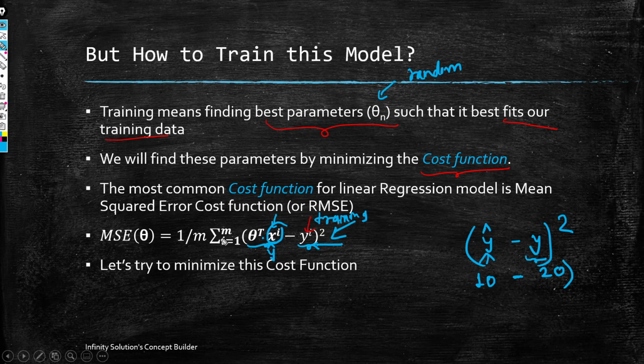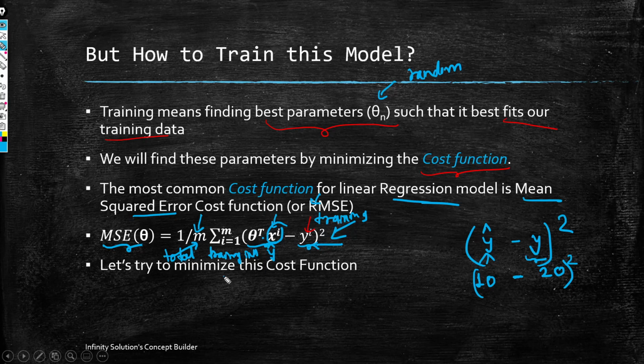As I said, don't confuse yourself with m and n. m is the total number of training instances. So we'll take the square difference, the squared error, across all the training data points, and we'll also take the average, and that's why it is called mean square error. The most common cost function for linear regression is mean square error, or you can also take root mean square error. That doesn't matter, because minimizing with or without the root is the same thing.